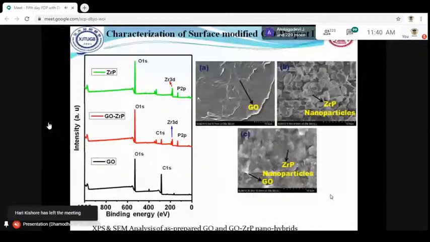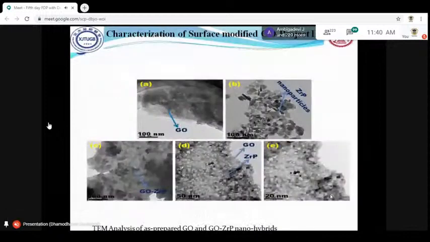In the TEM analysis, we have gone to higher magnification for a better understanding of the zirconium phosphate nanoparticle. Here we can see the zirconium phosphate decorated GO. The arrangement of the zirconium phosphate nanoparticles is very uniform.